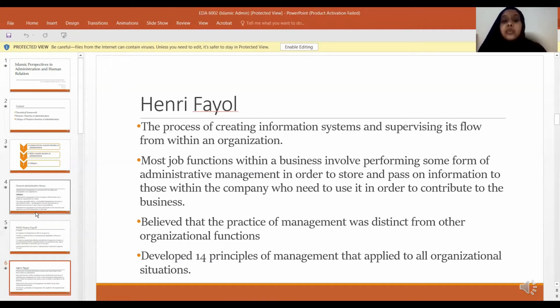Henry is the one who created the information systems and the process of creating. He said the process of creating information systems and the subfunctions flow from within an organization. So the creation comes from inside the organization. Most job functions within the business involve performing some form of administrative management in order to store and pass on information to those within the company who need to use it in order to contribute to the business. He believed that the practice of management was distinct from the other organizational functions. He developed 14 principles of management that applied to all organizational situations.